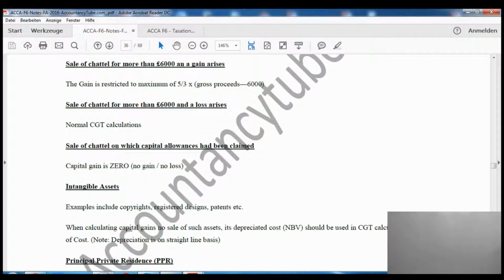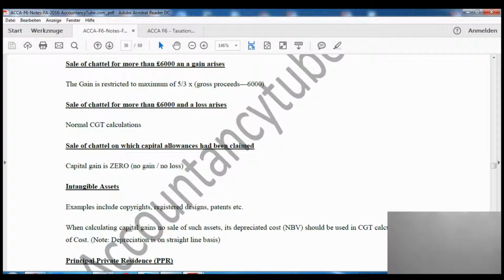Right, after that it says a sale of chattels for more than £6,000 and a gain arises. So we have sold for more than £6,000 and a gain has arisen. Then we will limit the gain. So how will we do that? A gain is restricted to maximum of 5/3 of the excess of proceeds over £6,000. So we'll take the sales proceeds, we will deduct the £6,000 out of that, and then we will multiply it by 5/3 as it says in the notes. So that is the way to calculate in chattels.